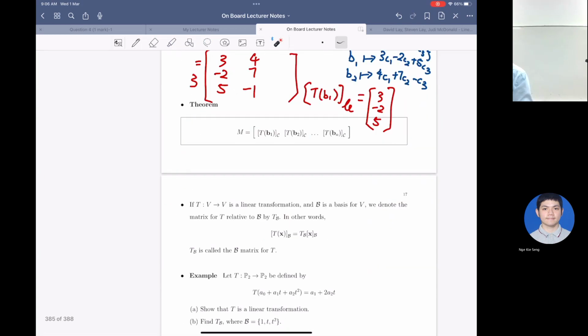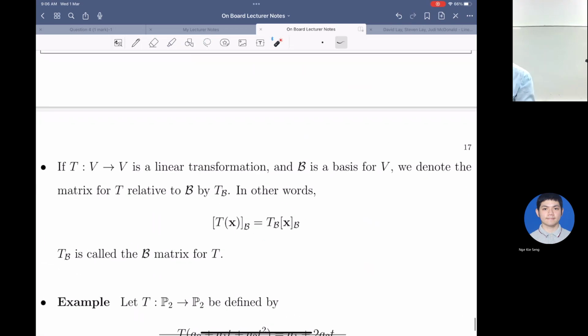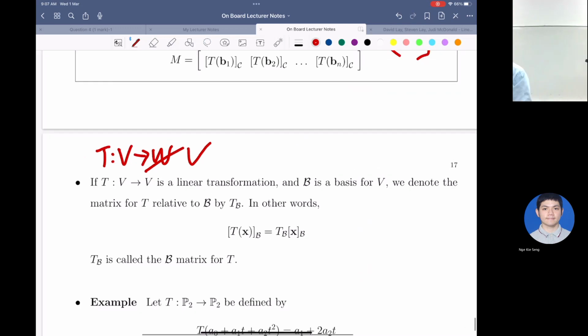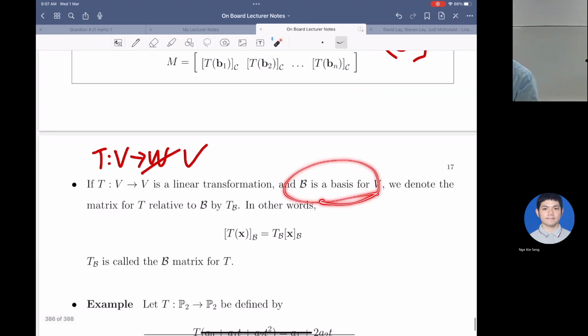Next, let's say we change our W to V. Look at the same space, a change between the same space, and we also have a basis for V. Now we give a new name to M. We call it TB, the B matrix for T.